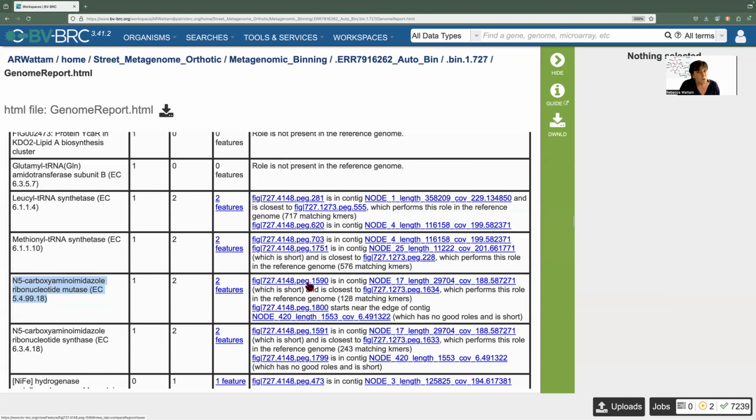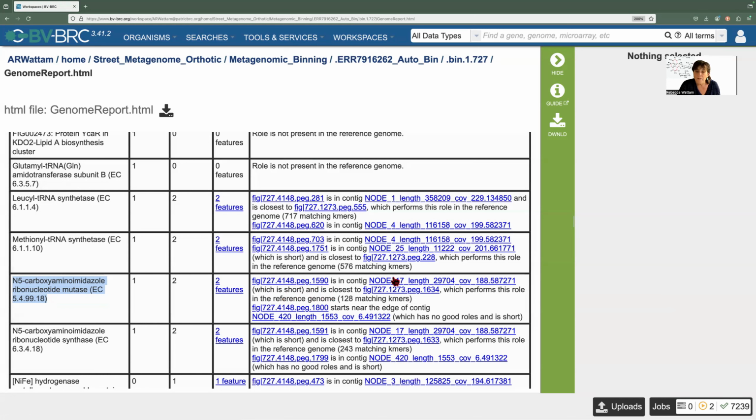PEG stands for protein encoding gene. 1590 means this is the 1590th gene annotated in our bin genome. And it says it's on this contig. And the contig is short.